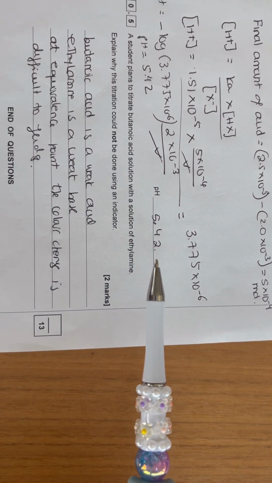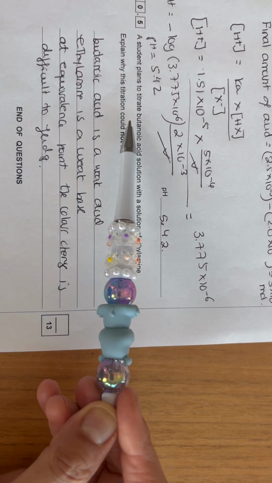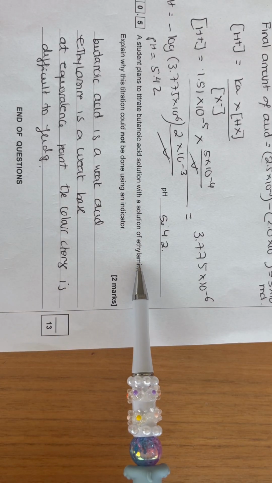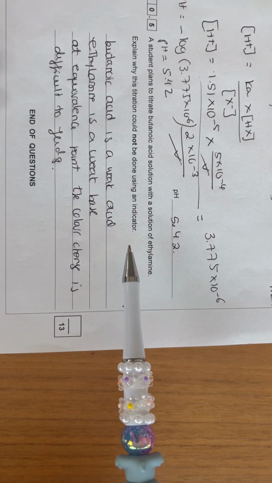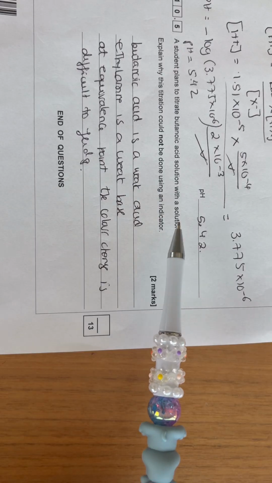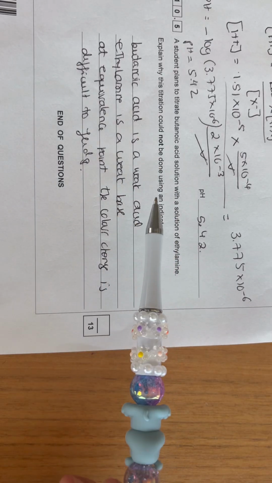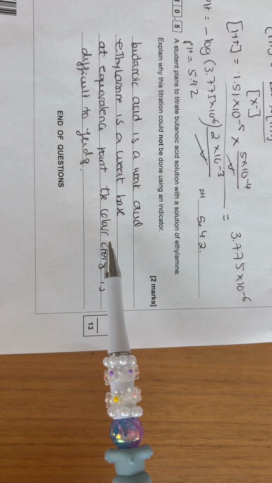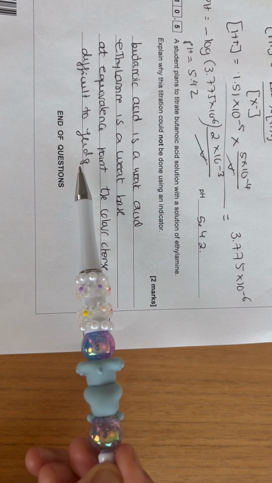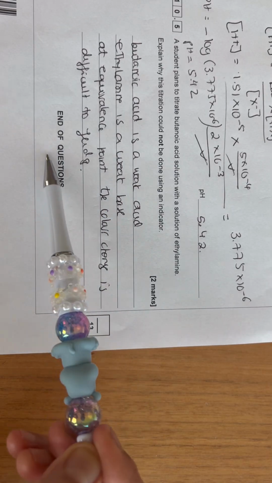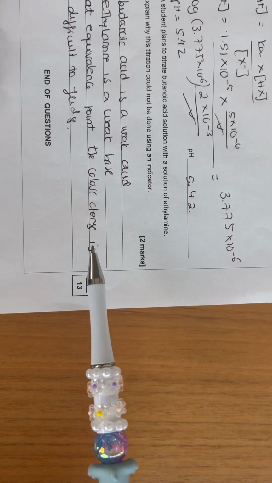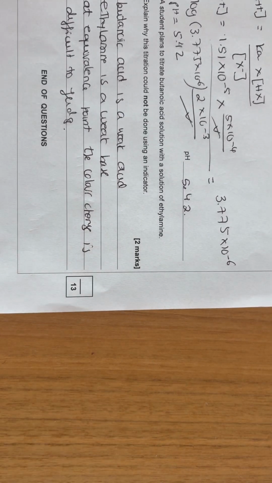Right, a student plans to titrate the butanoic acid solution with a solution of ethylamine. Explain why the titration could not be done using an indicator, because they're both weak, aren't they? Butanoic acid is a weak acid, ethylamine is a weak base. So the equivalence point color change is difficult to judge because there's no sharp color change. It goes gradually, very slowly, so you can't have an indicator that works for this one. I hope it makes sense. Thank you.